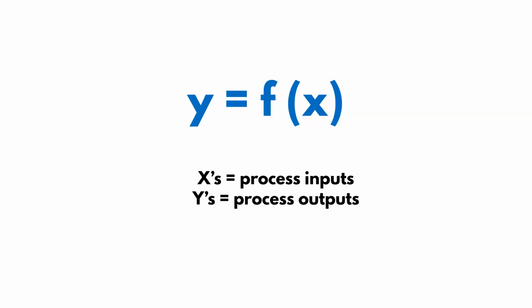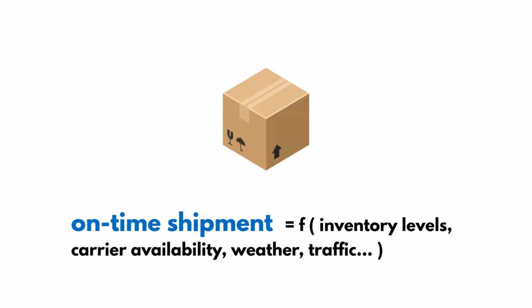So here's an example of a way we could structure this. So we mentioned how one of our goals could be on-time shipment. That's something we're trying to achieve. So we could say on-time shipment is a function of inventory levels, how much inventory we have on hand, the availability of carriers like UPS and FedEx, the weather, as well as traffic. All of these things could impact on-time shipment. And by structuring this in an equation, we can start brainstorming all the things that could affect our output.